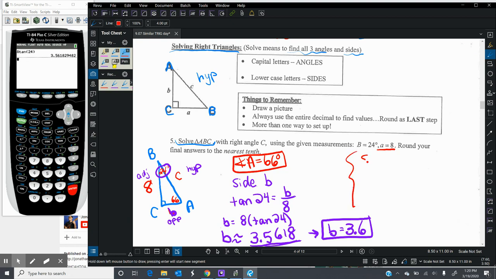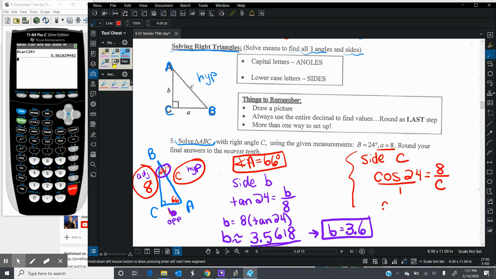Last thing we need to find is side c. Now I'm going to try to avoid using an answer I've already found. So I'm going to go back to the adjacent side, c being the hypotenuse. Adjacent over hypotenuse is going to be cosine: from the 24-degree angle, cosine equals the adjacent 8 over side c, the hypotenuse. The reason I don't want to use one answer to go to the next is that a rounded answer is going to affect my next one. So I like to go back to the original values if possible.